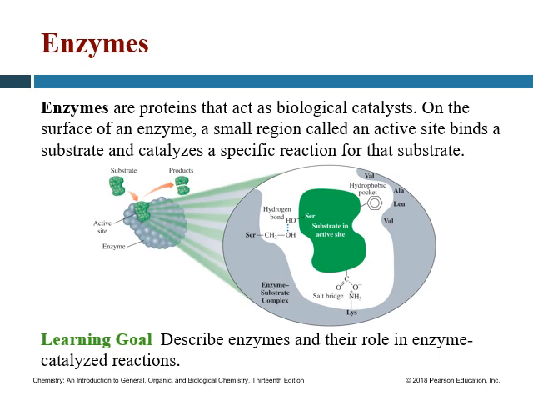Enzymes are proteins in nature that act as a biological catalyst. So enzymes are made up of proteins, as we already learned from the previous chapter on proteins and amino acids. Enzymes are proteins and they act as a biological catalyst. And what does catalyst mean? A catalyst is any substance that speeds up the rate of a chemical reaction, right?